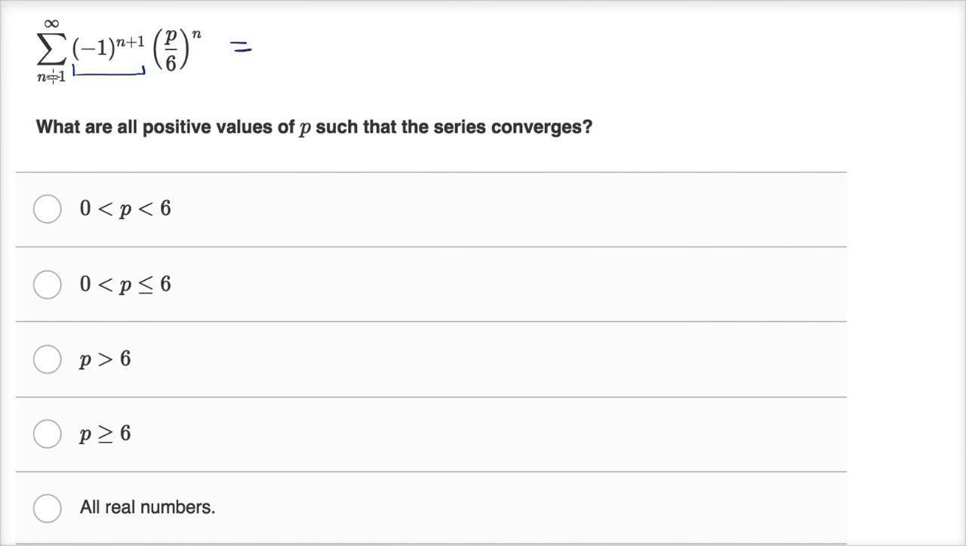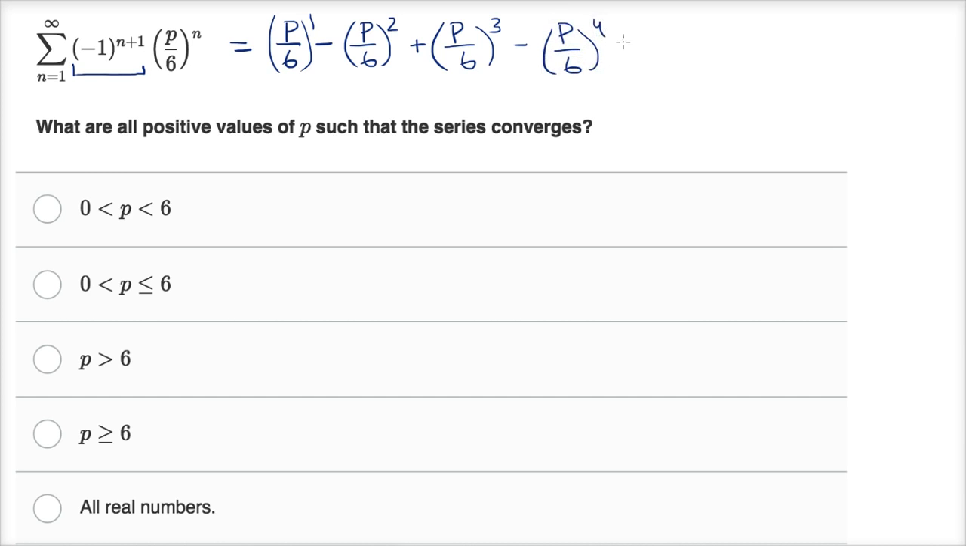When n equals 1, this is going to be to the second power, so it's going to be positive 1 times p over 6. And then when n is 2, this is going to be to the third power, so it's going to be minus p over 6 squared, then plus p over 6 to the third power, and I could even write to the first power right over here, then minus p over 6 to the fourth power, and we're going to just keep going, plus minus on and on and on forever.